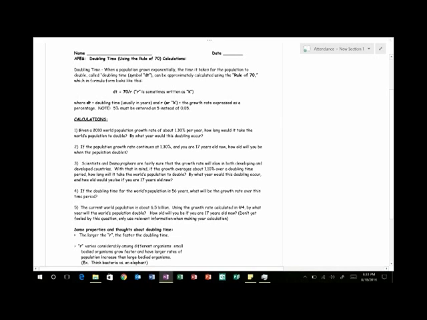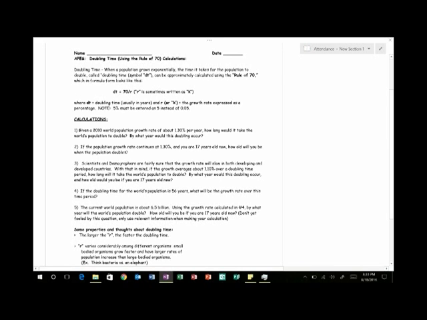So now the next question we'll work through is number 3. Number 3 states, scientists and demographers are fairly sure the growth rate will slow in both developing and developed countries. With that in mind, if the growth rate averages about 1.1% over a doubling time period, how long will it take for the world's population to double? By what year would this doubling occur, and how old would you be if you are 17 years old? So this actually has 3 questions, but we'll work through it.